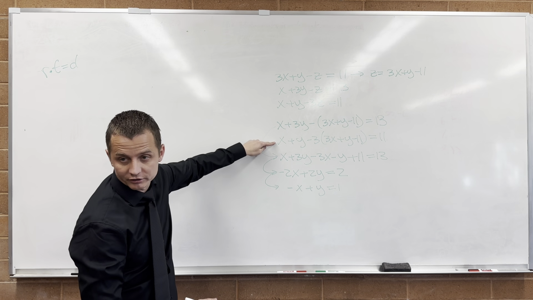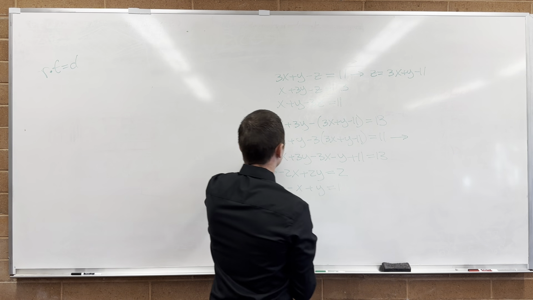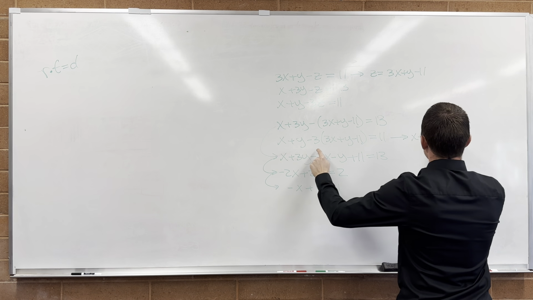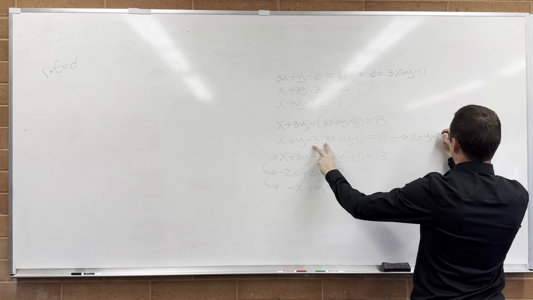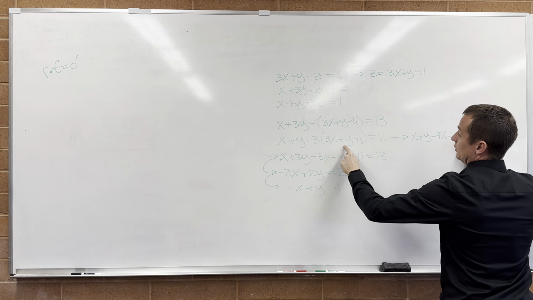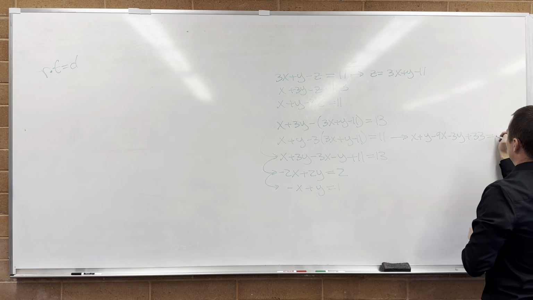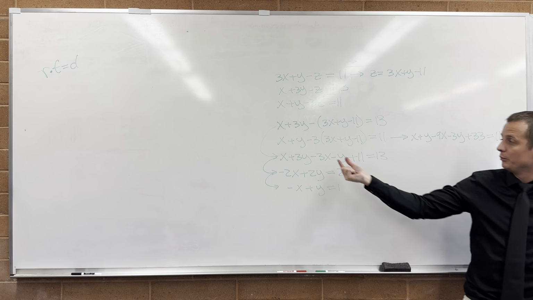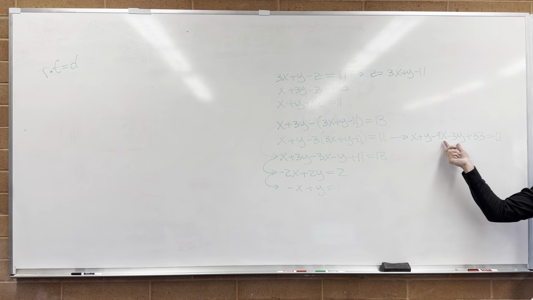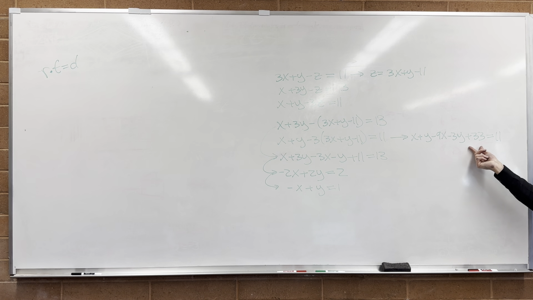Now we need to take this equation and simplify it. Maybe I'll do that one to the side over here. So we have x plus y minus 9x minus 3y plus 33 is equal to 11. Distributing the minus 3 to each of those: minus 3 times that gives us our minus 9x, minus 3 times that gives us our minus 3y, minus 3 times minus 11 gives us positive 33.